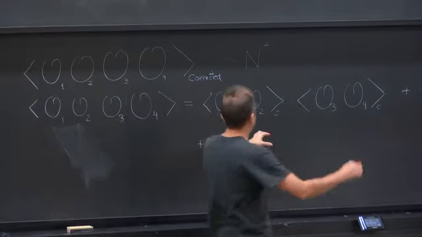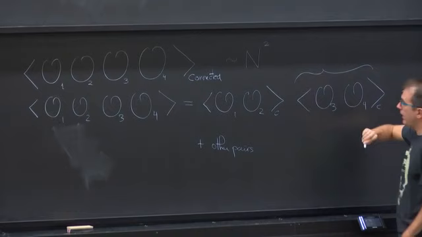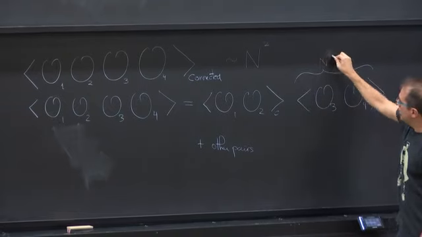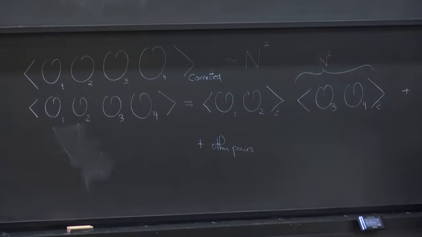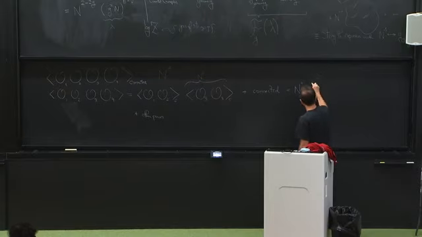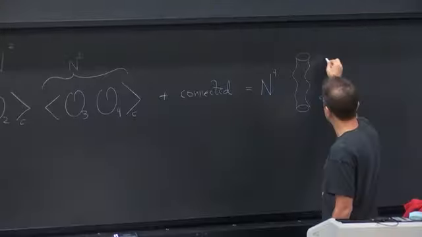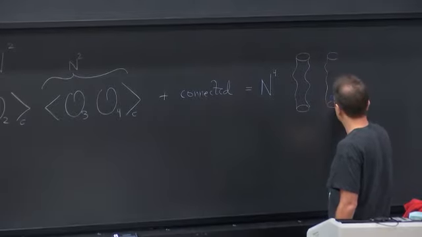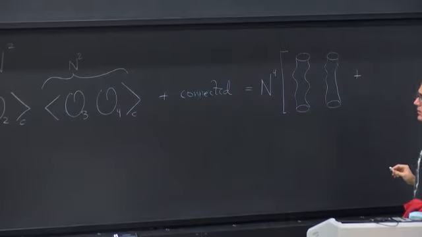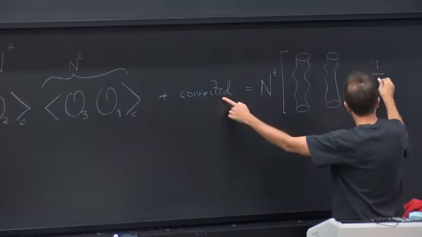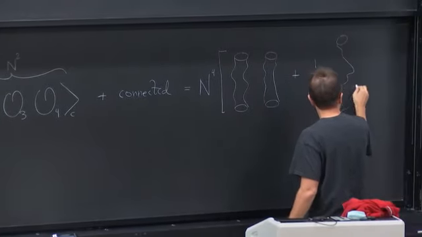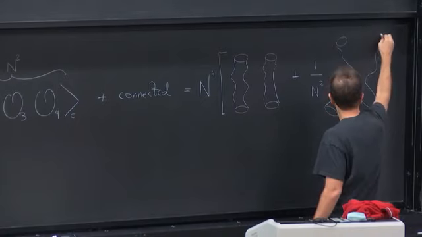Now, how does a connected diagram scale? Any connected diagram, N squared. And so we conclude that this gives me N to the 4 times the disconnected contribution, where I have just the two strings propagating. And if I put a parenthesis here, plus the connected diagram, which would now come with a 1 over N squared times the diagram where they would interact in a connected way like this.